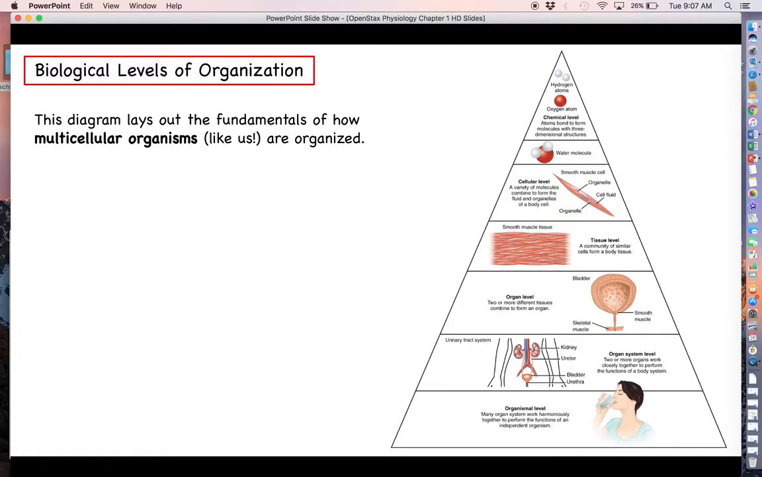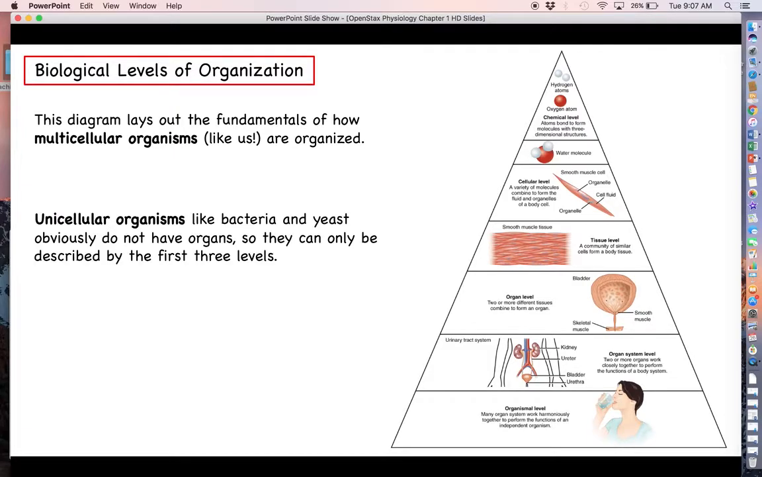This is going to look kind of like a food pyramid, but what this diagram is really meant to lay out is the levels of building block organization that it takes to build an entire organism. Since this is human physiology, we are obviously talking about humans. So this is laying out how multicellular organisms, or organisms that are made up of many cells, as opposed to unicellular organisms, which are only made of one, are generally organized from a building block perspective.